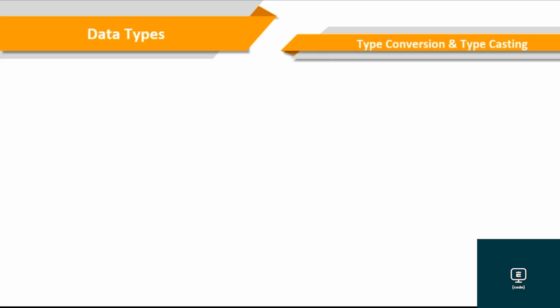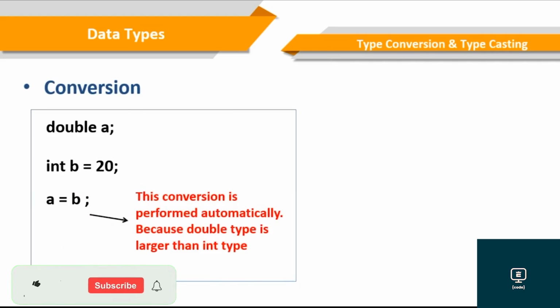If the two data types are compatible, and when we assign a value of a smaller data type to a bigger data type, automatic type conversion happens. So in our example, first we'll define the variable a with the double data type and no initial value. And then secondly, we can define the variable b with int data type and assign a value of 20.